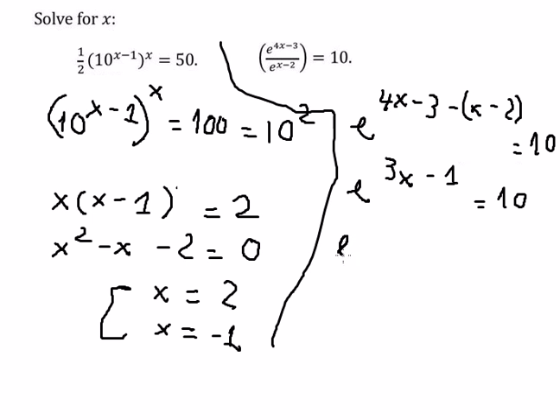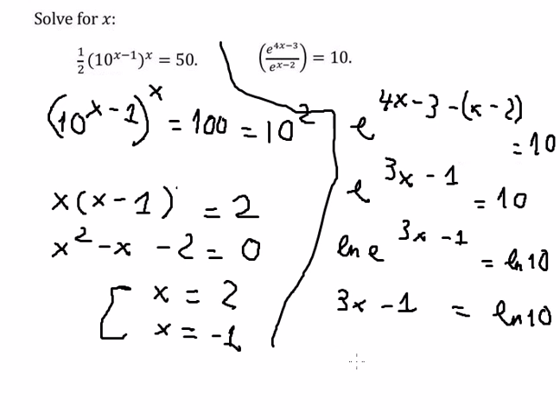Later that we put about ln e to the power of 3s minus 1 equal to ln number 10. So we got about 3s minus 1 equals to ln number 10, and we got about s equal to ln 10 plus 1 divided by 3.